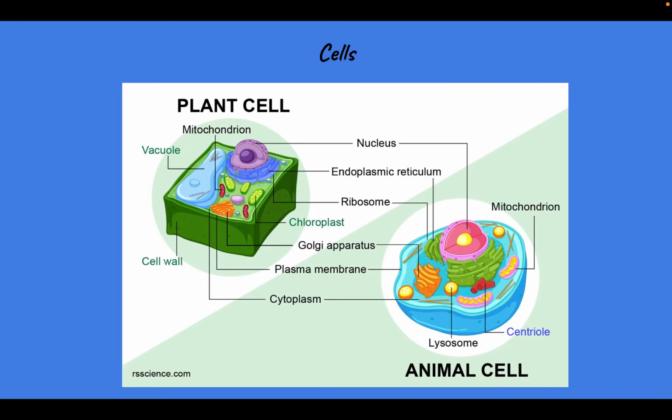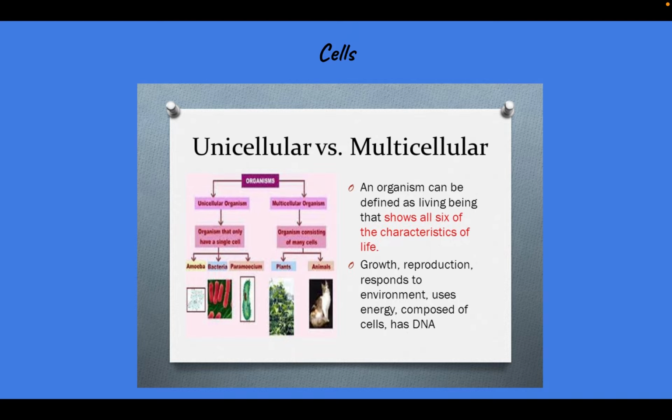So let's see multicellular and unicellular. That's also important. An organism can be defined as a living being that shows all six characteristics of life: growth, reproduction, response to the environment, use of energy, being composed of cells, and DNA. Unicellular organisms include bacteria, amoeba, and paramecium. Multicellular organisms include plants and animals because they have multiple cells. Even we have multiple cells, that's why I'm multicellular. Unicellular are bacteria and so on. So yeah.